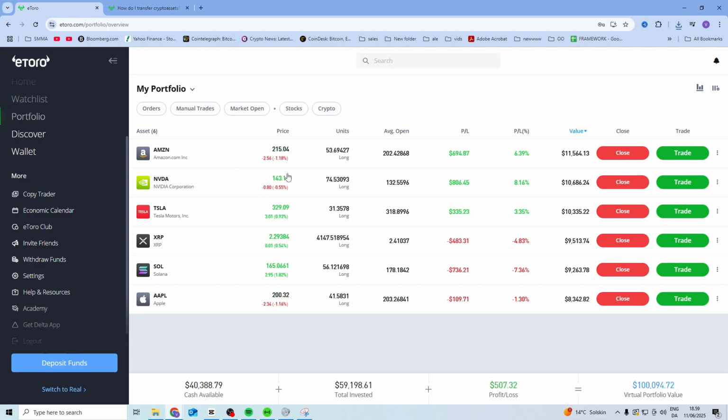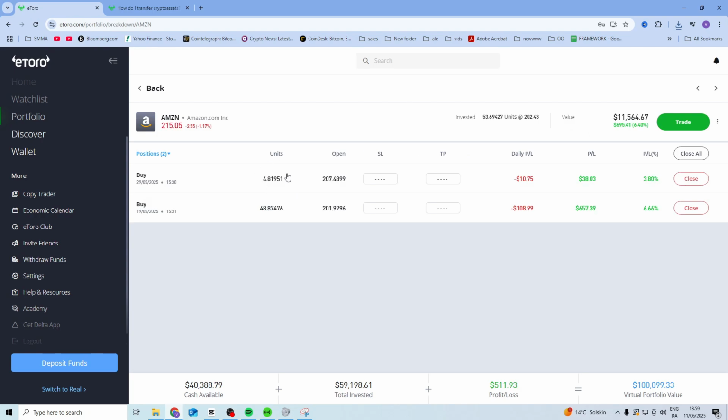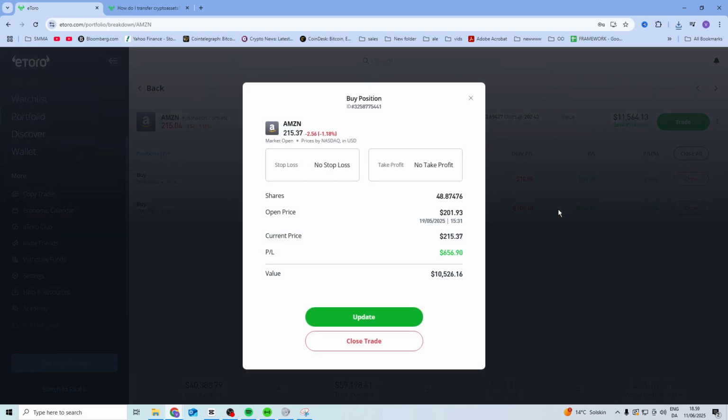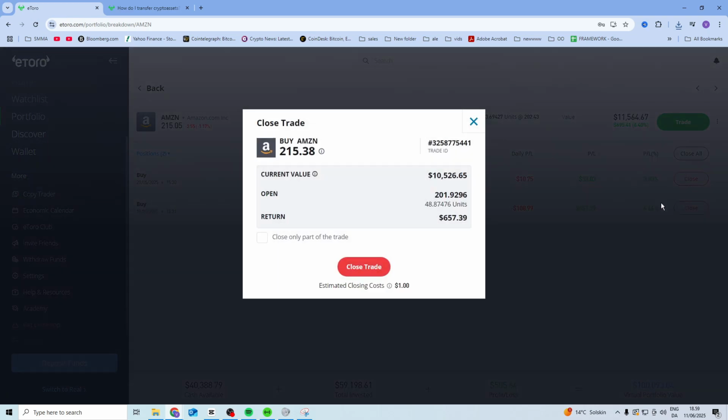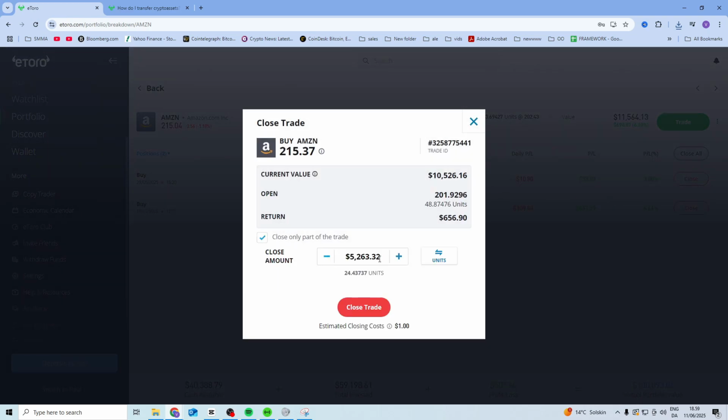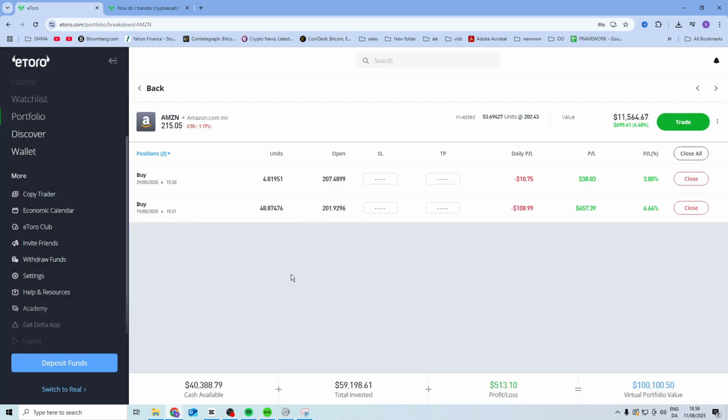But what you can do is you can just sell some of it. So this one you can see is up $700. So what you can do is click on it, select the position, and then click on close. Don't click on it, click on close. And choose only part of the trade, and then you can just type in the profit. So if I want to just close this, I can close the trade, and then I'm only taking the profit while leaving the rest of it.